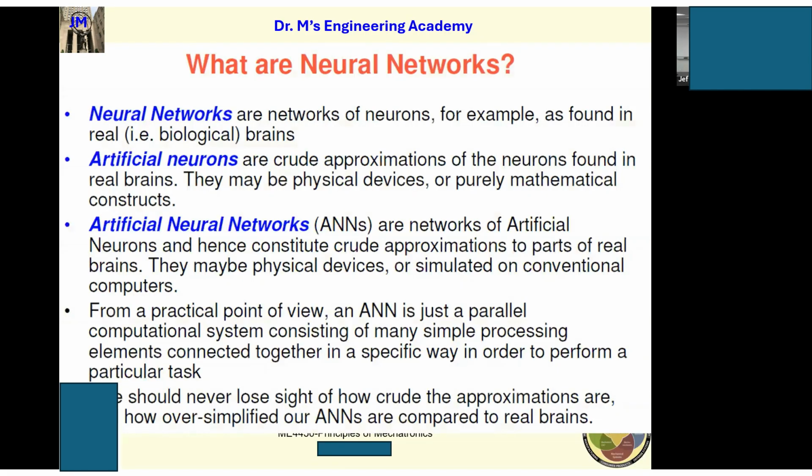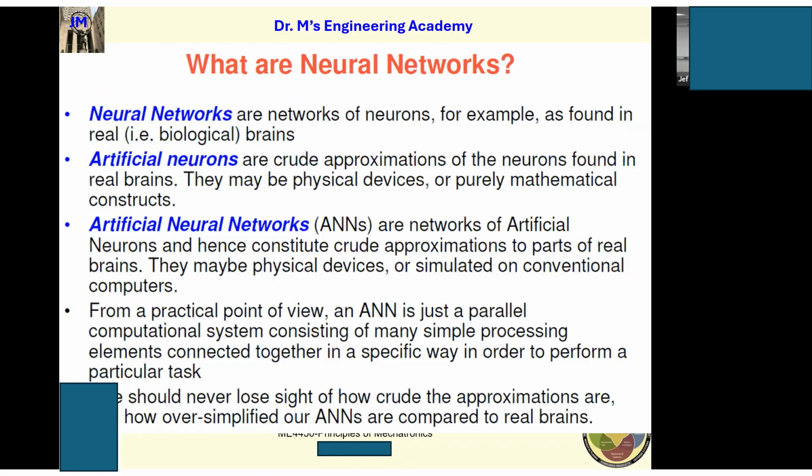So what are neural networks? Each of us has one brain, right? Within one brain we have this neural network. Neural networks are networks of neurons. We have billions of neurons in our brain. For example, as found in the brain, so biological, each of us has billions of neurons within our brain. Artificial neurons, as the name suggests, are not biological neurons.